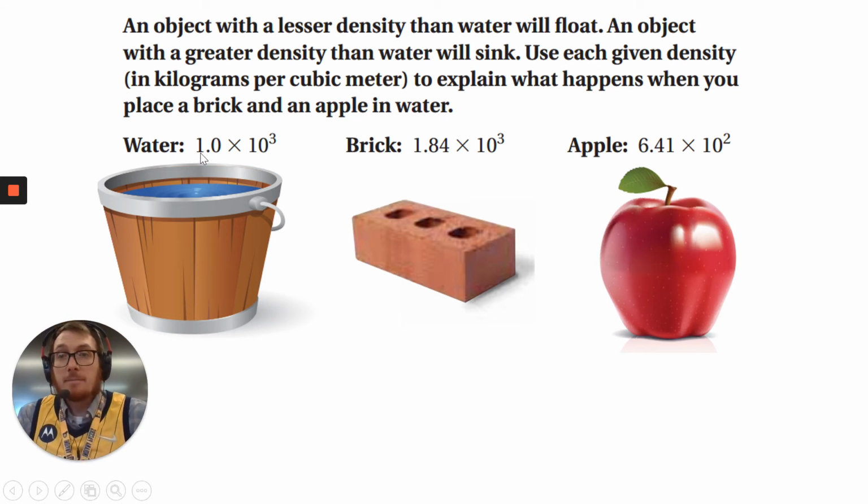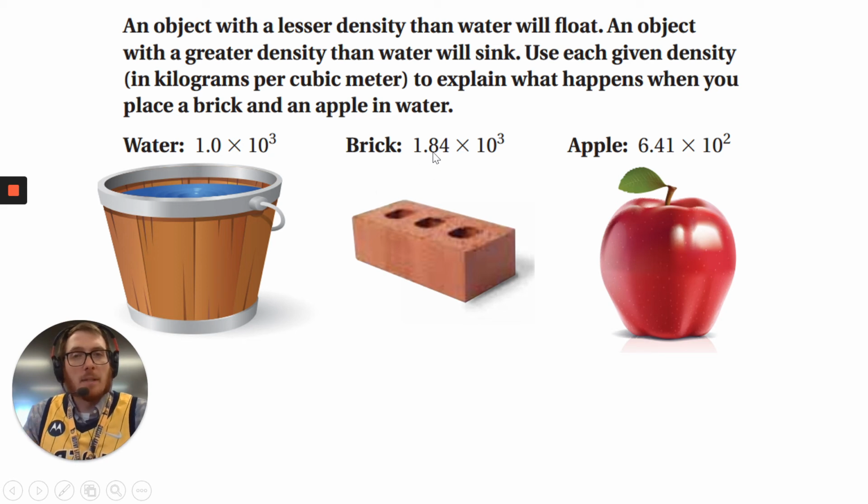For example, this is definitely 1 times 10 to the third. Well, look at this brick. Brick is also 10 to the third, so they're at least close. They're in the same ballpark. But notice 1.84 is higher than this, which means the brick is more dense, which means it will sink. Now, we probably could have guessed that if you've ever tried to have a brick float in the water. The apple, though, even though it has 6.41, it's only times 10 to the second. So it's only going to move 2 places to the right instead of 3.